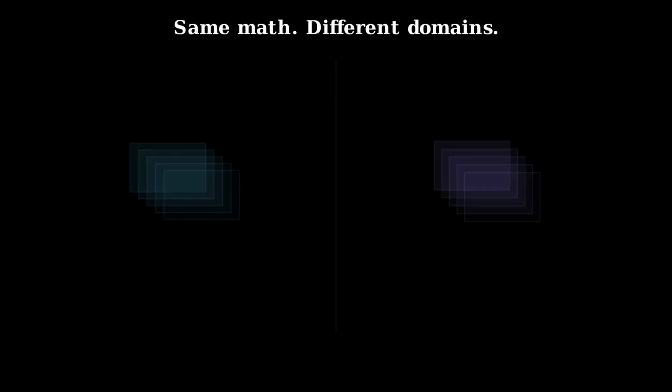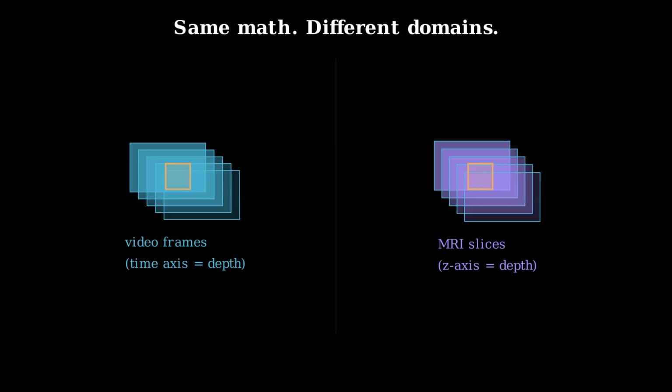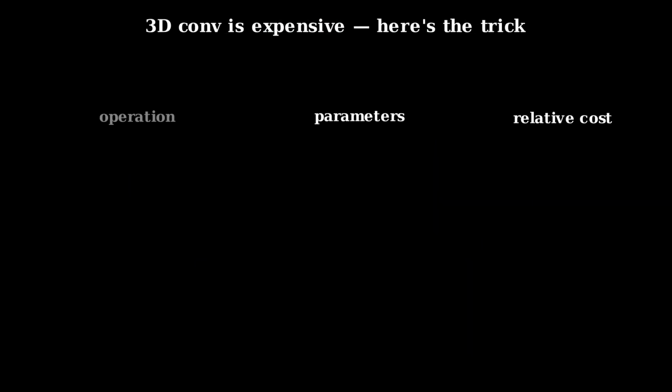The same 3D convolution architecture runs on video, where the depth axis is time, and on medical imaging, where the depth axis is a physical z-stack. That's why architectures trained on video transfer to MRI and vice versa. Same math, different domains. The price of 3D conv is steep.